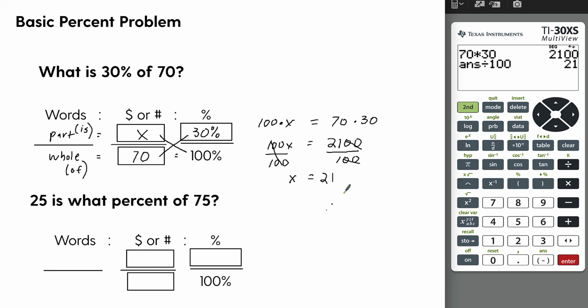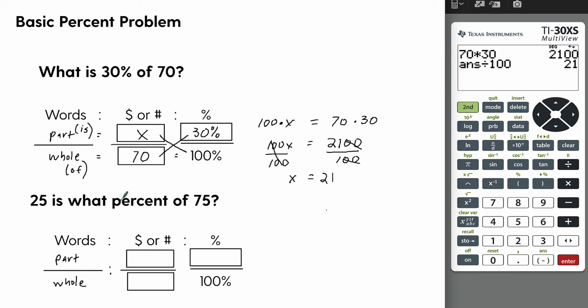All right, so let's do another one, very simple. Similar, so 25 is what percent of 75? So again, I always encourage the words. I know it seems like a lot to write down, but trust me, working with so many students, this is how you end up solving more difficult problems.